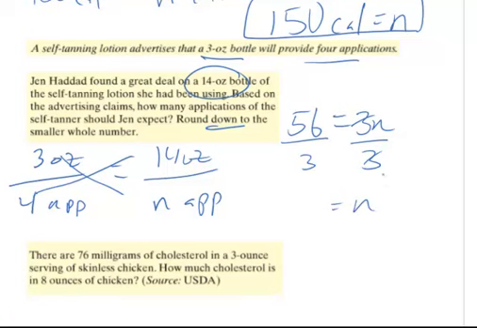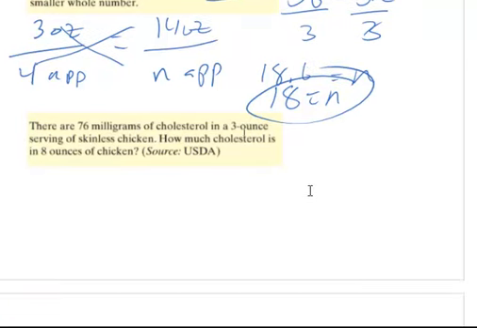If I take 56 and divide it by 3, I'm coming up with 18.6, and there's a lot of other numbers after that. But I want you to notice the directions that tell me to round down. I couldn't actually say we can get 19 applications. We could get 18, and we'd have a little bit left over, but we really wouldn't have enough to get that 19th application. So we can only do this 18 times.